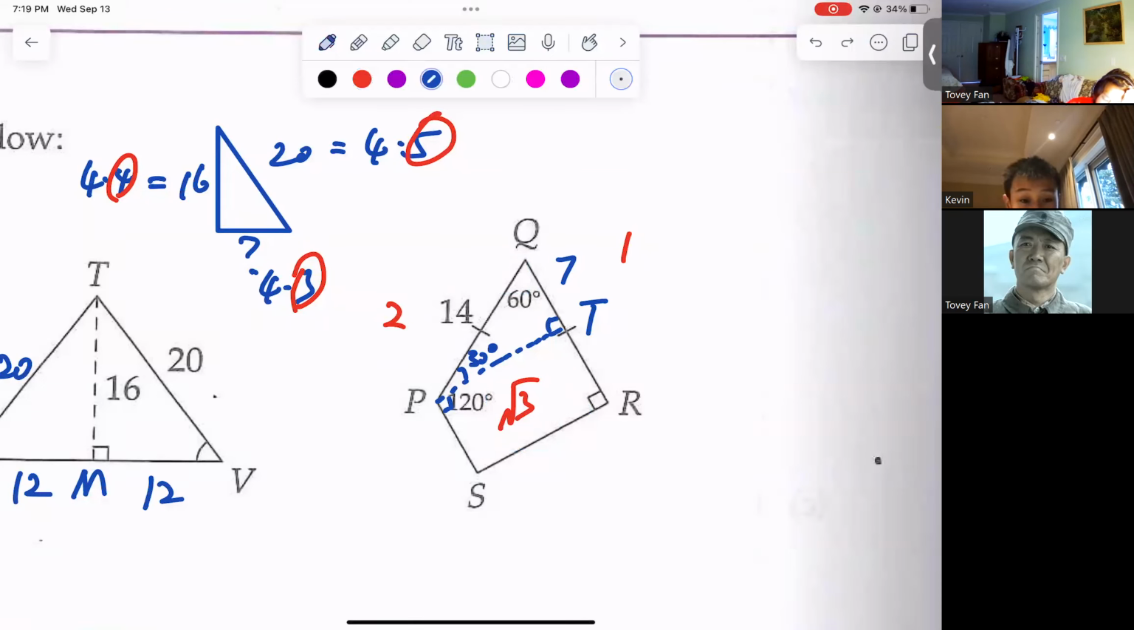Okay, that makes sense? So that's 7 root 3, okay? So it's kind of immediate. So 7 root 3 here. In the end, what about PS and TR?